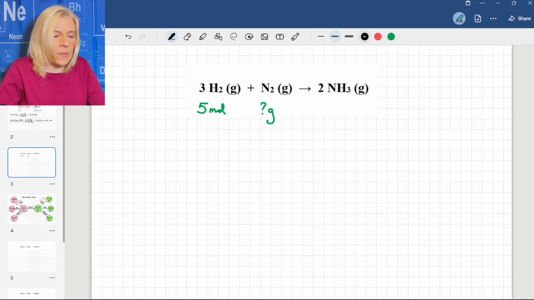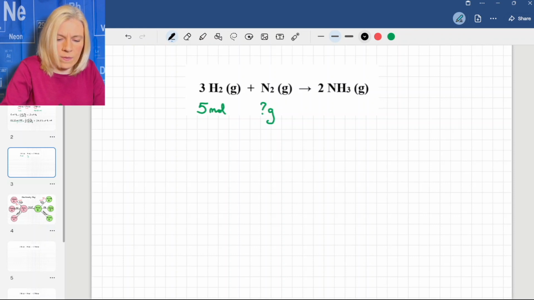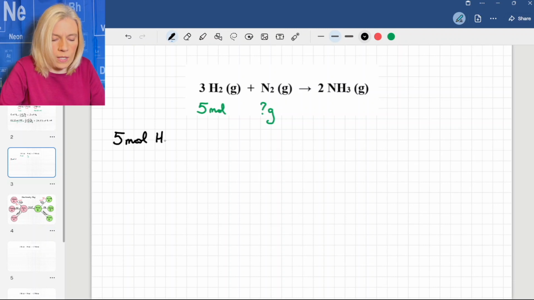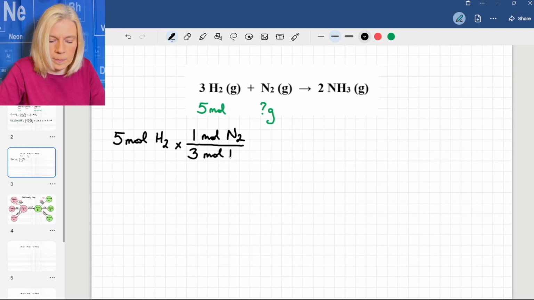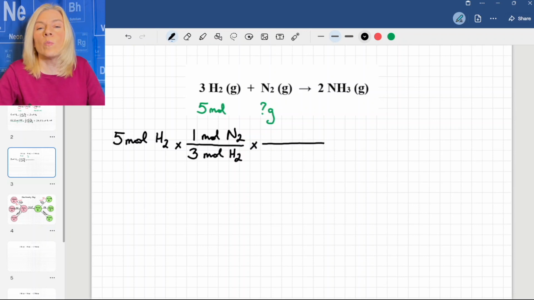So maybe you see, wait a minute, if I'm going to have 5 moles of hydrogen, and if I figure out how many moles of nitrogen I use, that will help me. So 5 moles of hydrogen, well, what's going on? There's 1 mole of nitrogen used up per every 3 moles of hydrogen, yes? And now, is there any way I can change moles of nitrogen to grams?